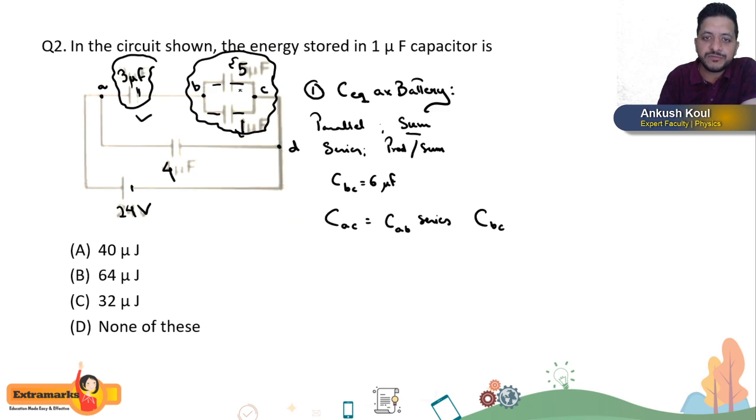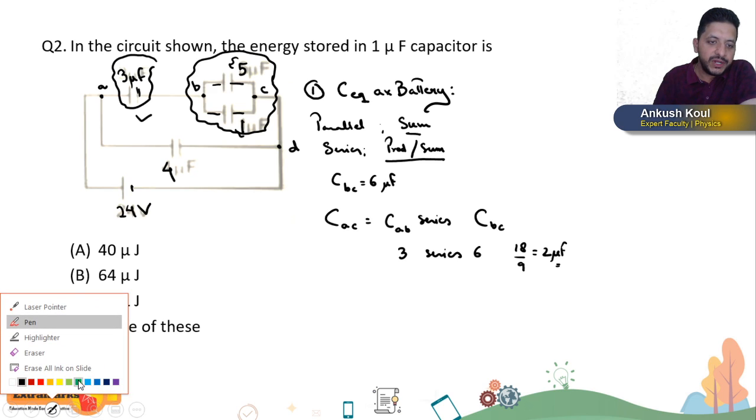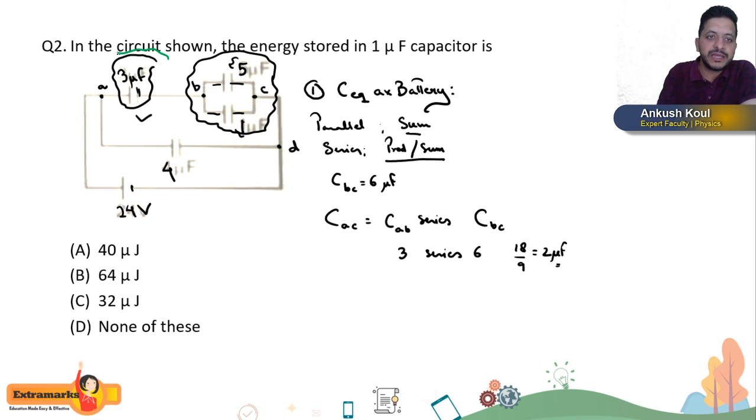And when this is the case, when it is a series combination, the rule is product by sum. CAB is 3 and it is in series with CBC, which is 6. So your answer will be 3 into 6, 18 by 9, which is 2 microfarad, right? And now we know this fact that this entire portion has a total capacitance of how much, beta?